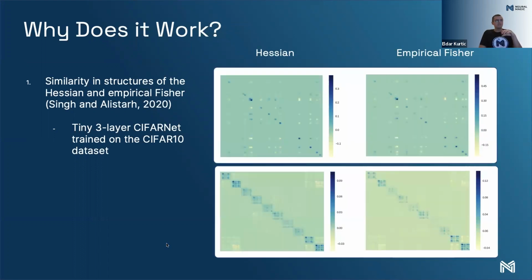So here on the left and on the right side, we compare the structure of the Hessian and the empirical Fisher matrix. And what we can see here is that they're pretty similar in structure, and the only difference is in the scale. And this scale doesn't matter much for our specific pruning use case because we are comparing these weights relative to each other. So this should not affect our results as much. And this is what we also showed in the paper.